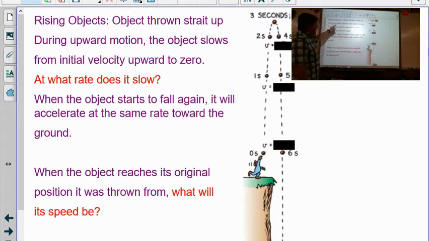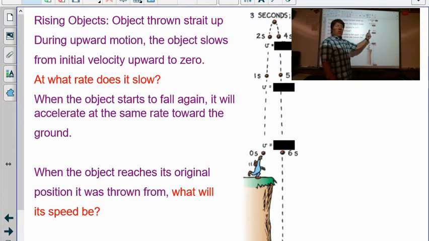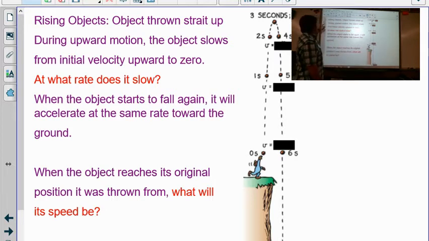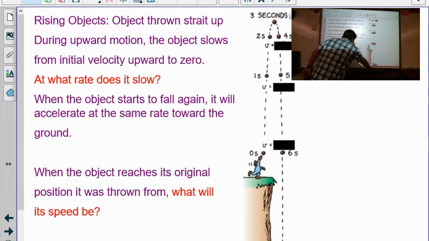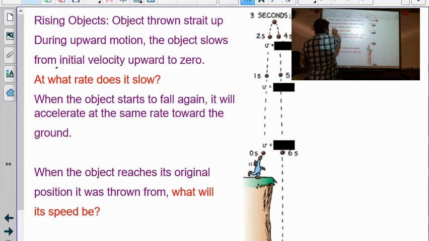So rising objects, in other words, objects that are thrown straight up: during upward motion, the object slows from initial velocity upwards to zero. Okay. That is a really important thing right there. From initial velocity upward to zero.